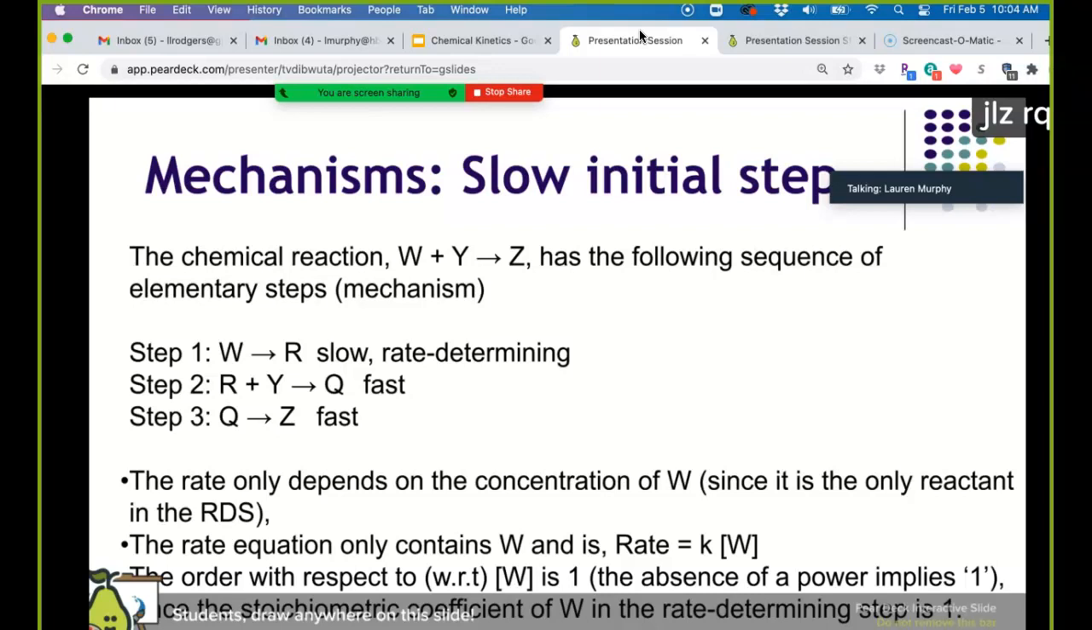Now, we've been looking at mechanisms. This is obviously like a fake mechanism in the sense that these aren't real chemicals. These are just letters, but we're doing this as just a practice. And what this is showing is now we're going to write a rate law. So we're going to talk about the speed of the reaction based on a mechanism.